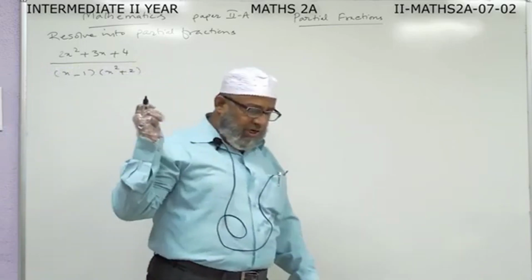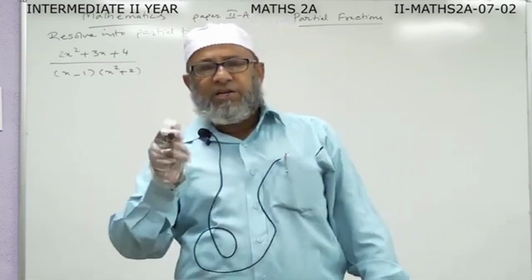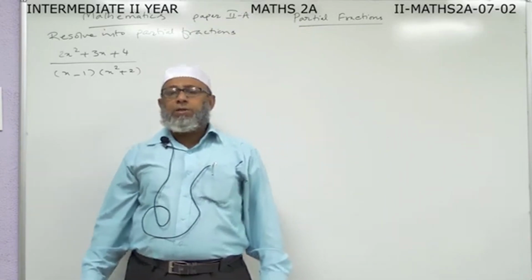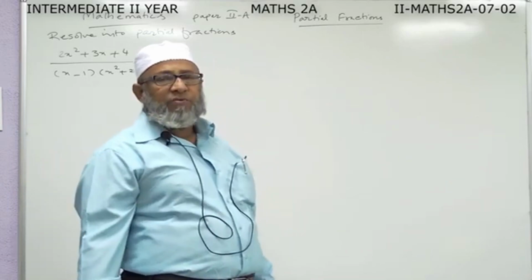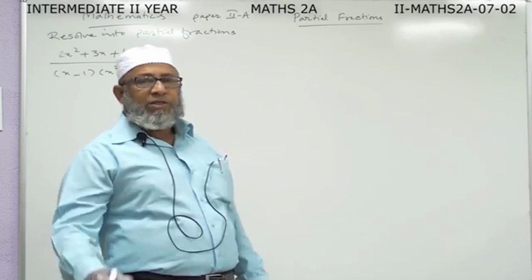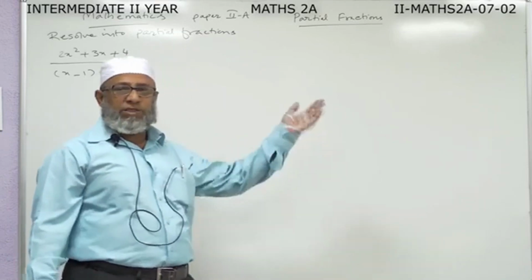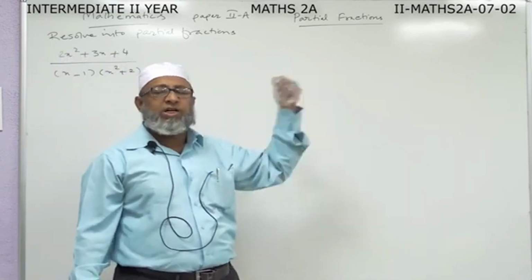As I told you yesterday, if the denominator consists of linear factors, the substitution will be a/(ax + b) + b/(cx + d) and so on. For repeated and non-repeated cases, the substitution will be the same, that is a/(ax + b) + b/(ax + b)² + c/(ax + b)³ and so on. So this is the second case.